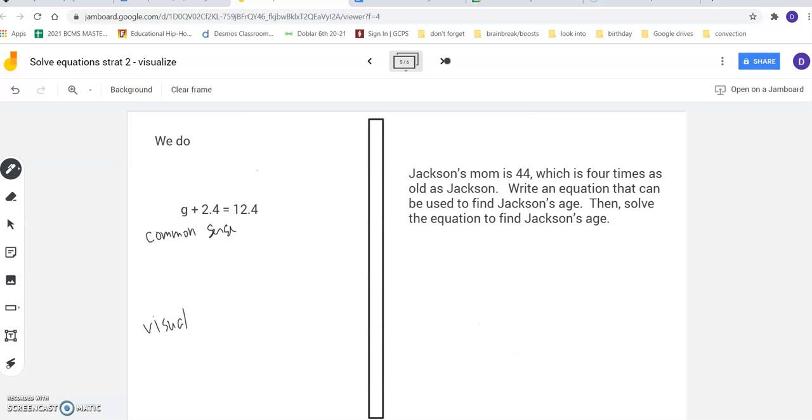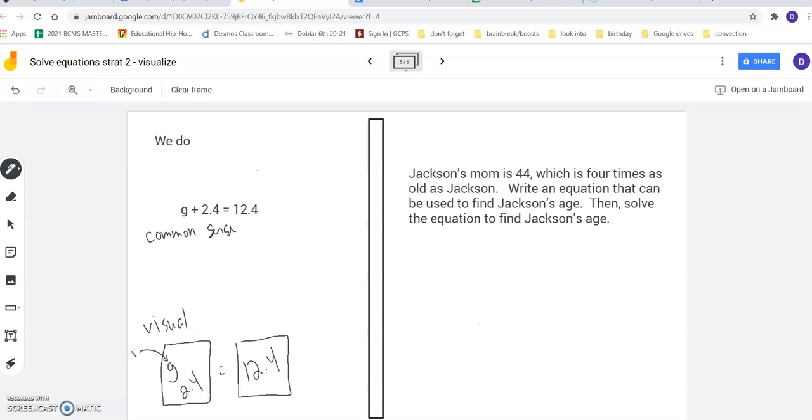So in this one, g plus 2 4/10 equals 12 4/10. So I like to just make those boxes and say, whatever's in this box has got to be equal to whatever's in this box. So the box on the left has a g and a 2 4/10 in it. The box on the right has a 12 4/10 in it. And I have to just figure out what g is to make both of these boxes have the same amount.